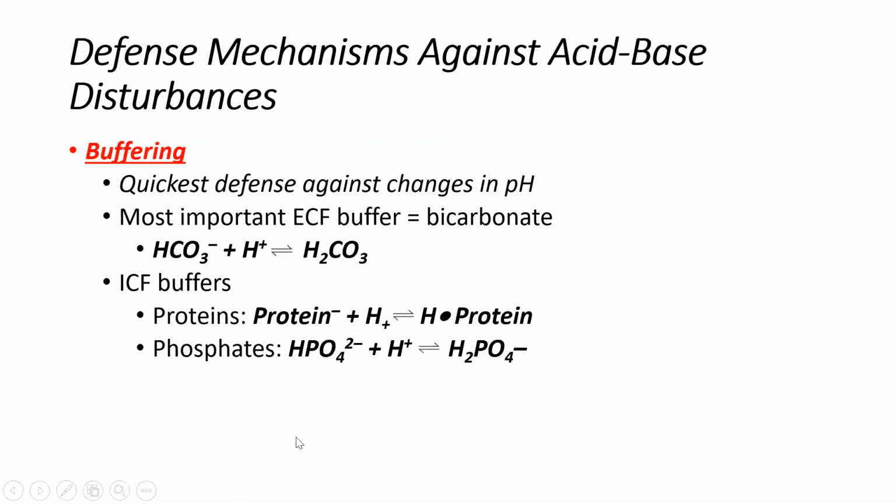Other buffers that are inside our cells, so intracellular buffers, are going to be proteins. So proteins can combine themselves with acid and resist pH changes, as well as phosphates. Phosphates can also bind themselves onto acid and create this substance, which can also resist any intracellular changes to the pH. So we have extracellular buffers, which are bicarbonate, and then intracellular buffers, which are proteins and phosphates.